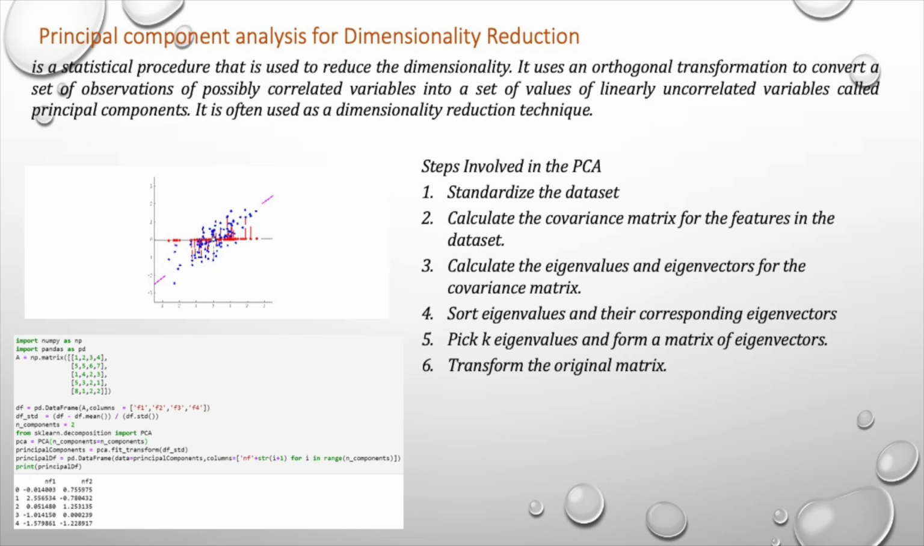Step 4. Sort eigenvalues and their corresponding eigenvectors in the matrix. Step 5. Pick the top few eigenvalues and form a matrix of eigenvectors. Step 6. Transform the original matrix using the below formula. Feature matrix * top selected eigenvectors = transformed data with lower dimensionality.